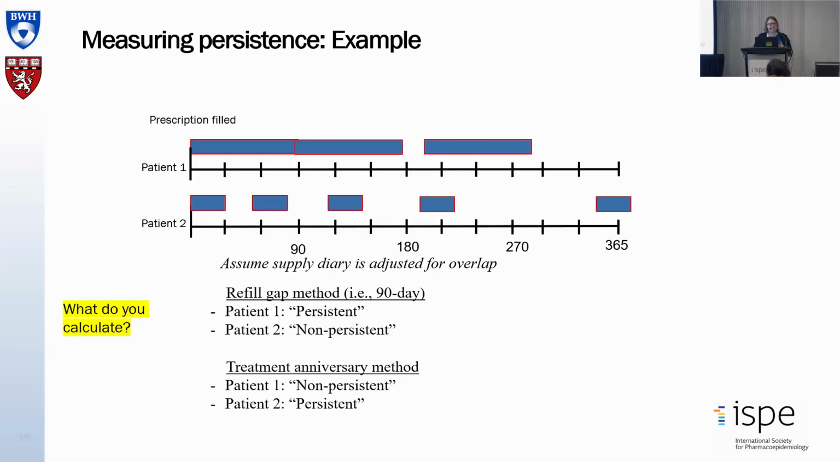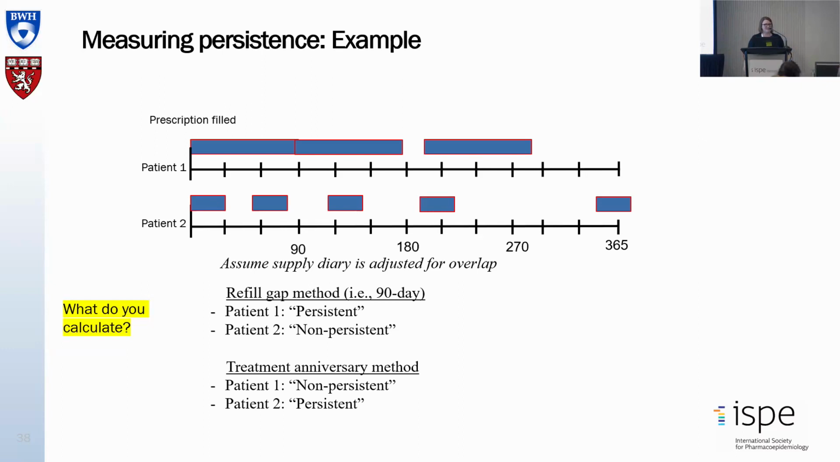So how do we measure this? Persistence, we set this up the same way, with the exact same patient 1 and 2. Rather than calculating proportion of days covered, now we're calculating persistence. If we're taking the refill gap method, saying a 90-day gap is what I consider to be non-persistent, meaning they stopped taking the drug, for patient 1, are they persistent or non-persistent, assuming a 90-day gap?